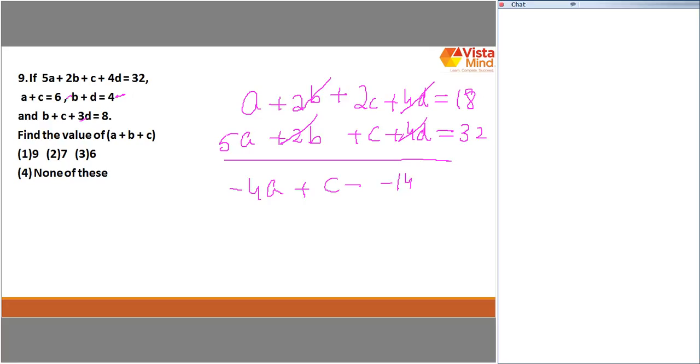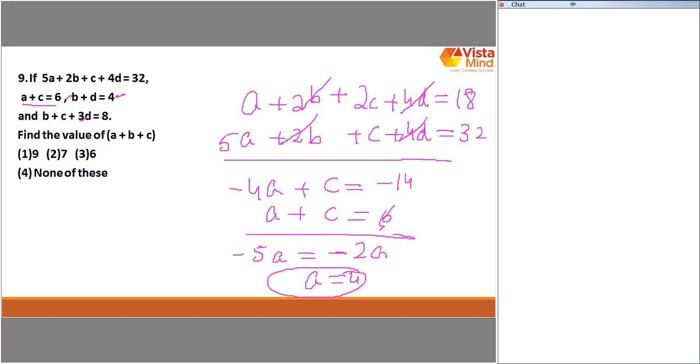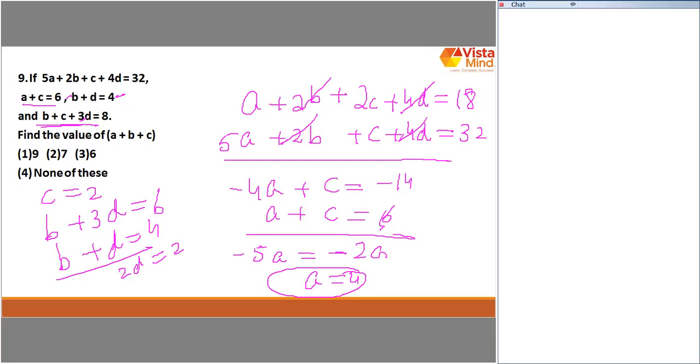Now again, the value of A plus C is equal to 6. On subtracting them, it becomes minus 5A equals minus 20. So the value of A is 4. If A is 4, C will be 2. Okay, so now we have A and C. Put A and C back in the equation. It becomes B plus 3D equals 6, and the other equation is B plus D equals 4. Subtracting them, we get 2D equals 2, so D equals 1, and hence B equals 3. Now we have A, B and C, so it becomes 4 plus 2 plus 3.